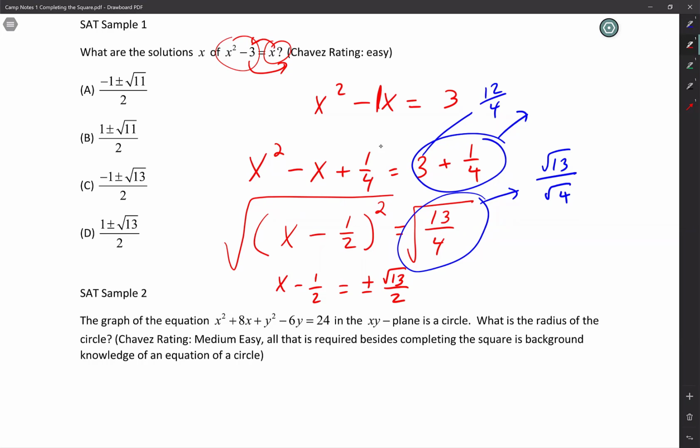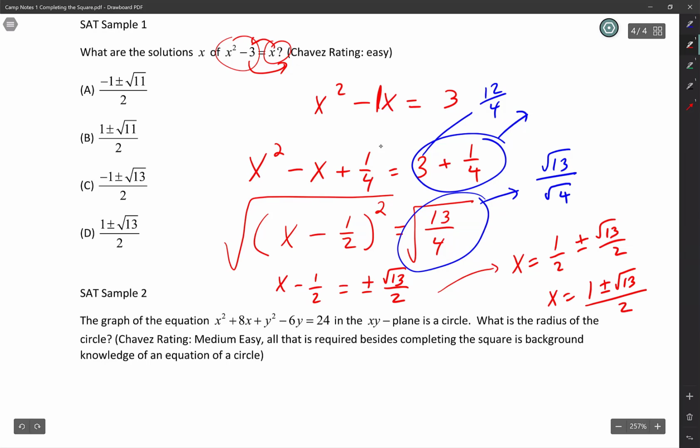All right, now all you got to do is move the half. So here we go. X equals, move the half to the other side, it turns to a positive, 1/2 plus minus square root of 13 over 2. The denominators are the same, so x equals 1 plus minus square root of 13 all over 2. And there it is, guys.